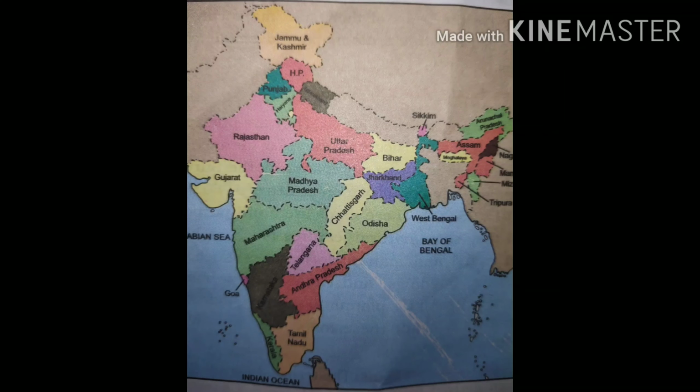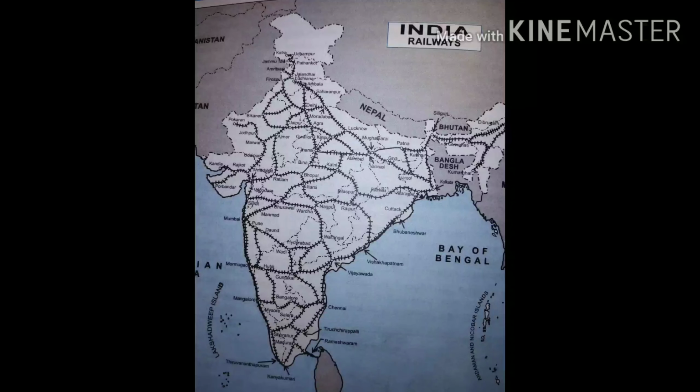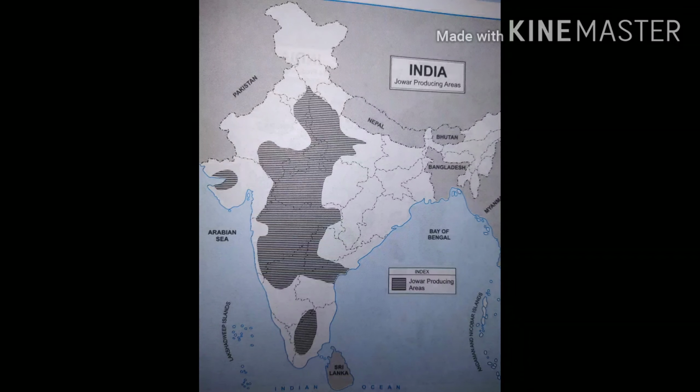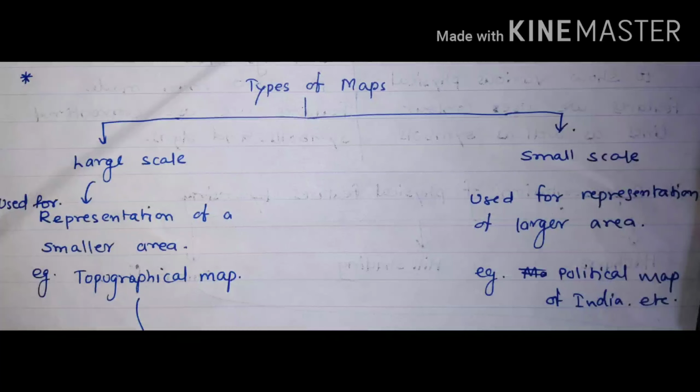We can now see different maps on your screen. One of them is a political map of India, the other one is a railways map of India. So these various maps represent a portion of the world which is India, and they are representing any one geographical factor related to India. Now we are going to classify these maps.